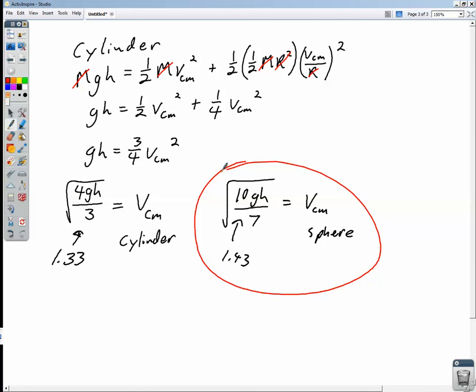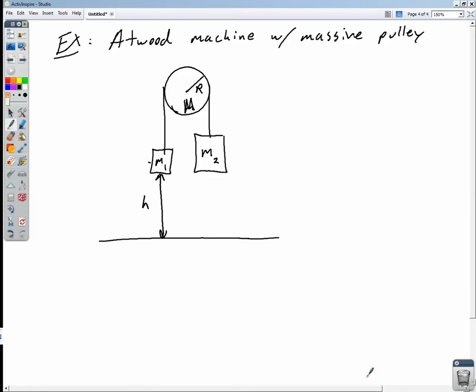All right, so we can use conservation of energy with these rolling without slipping problems. Just make sure you remember to use the translational kinetic energy plus the rotational kinetic energy. Okay, so our second example deals with an Atwood machine, and we have done these before, but every single one of them had a massless pulley. This time, our pulley is massive, which means that as this system accelerates, the pulley itself is going to accelerate.